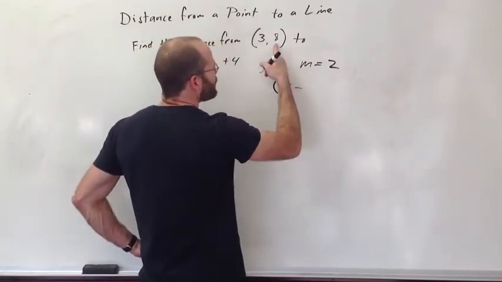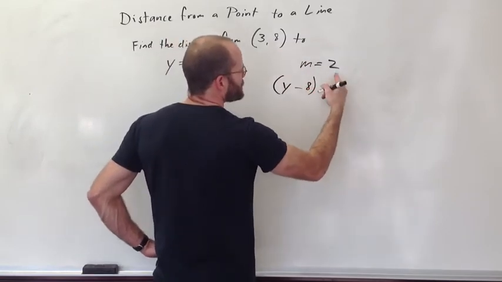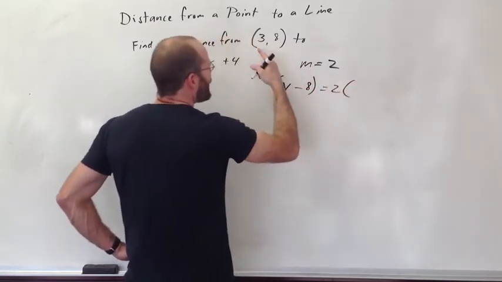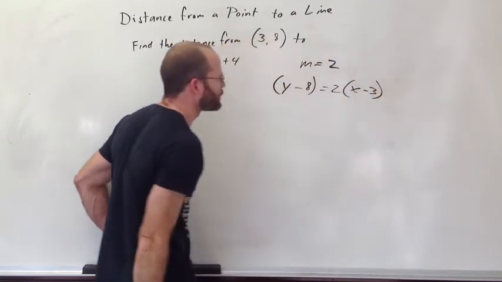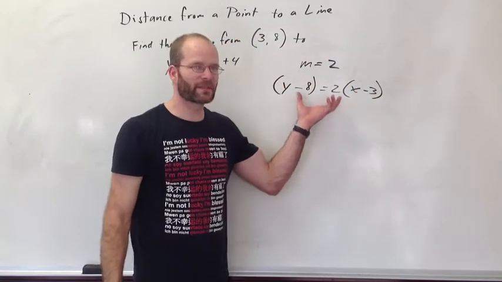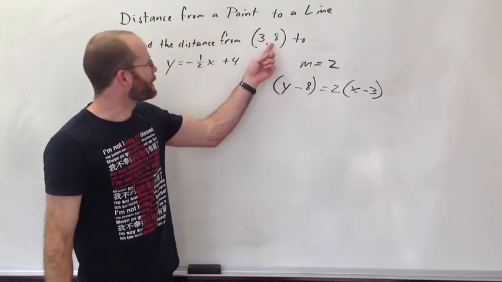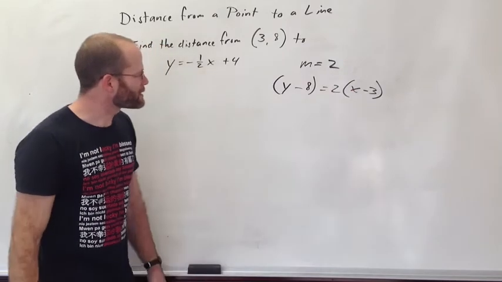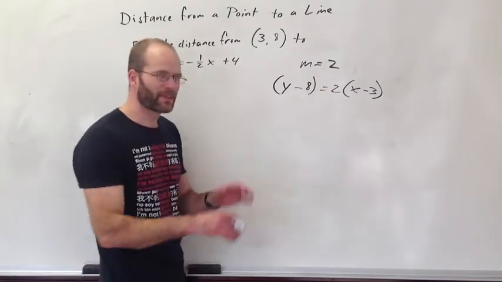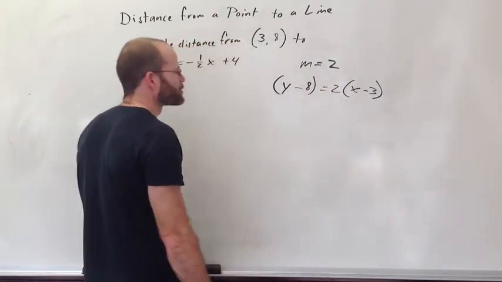y minus y1 is equal to slope times x minus x1. There's our equation right there. This is the equation of the line that contains this point, but is perpendicular to this line here. And it's not in a form we're familiar with, so let's change it around a little bit, see if we can get it into slope-intercept form.